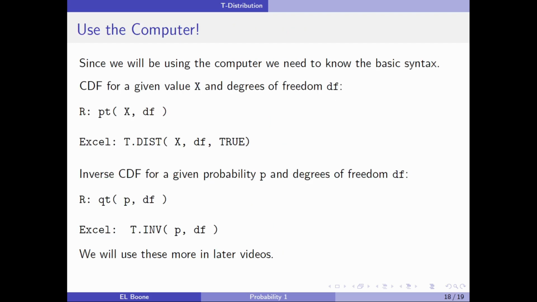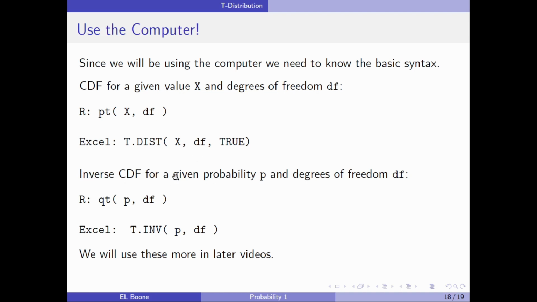All right, we're going to use the computer because working with that distribution is a little bit tough. So if we have a given value of x and degrees of freedom df, then in R we would use pt: put in the value of x you're interested in. Remember, the CDF is the area to the left of the value, lower than the value. And the degrees of freedom will spit out that probability for you. If you're in Excel, you're going to use T.DIST, same x, degrees of freedom, but you're going to add TRUE so that it gives you the cumulative distribution, because otherwise it'll give you the density, which is not useful.